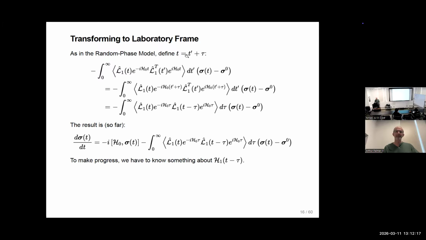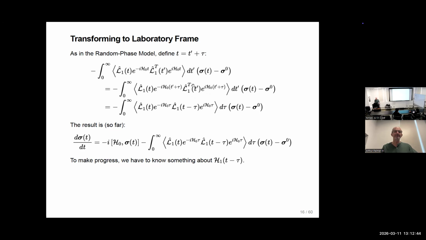There might be a minus sign wrong here. I'll fix it. I substituted in, and now in the unitary operators here, I have a T prime and a T prime. So I can do that transformation.